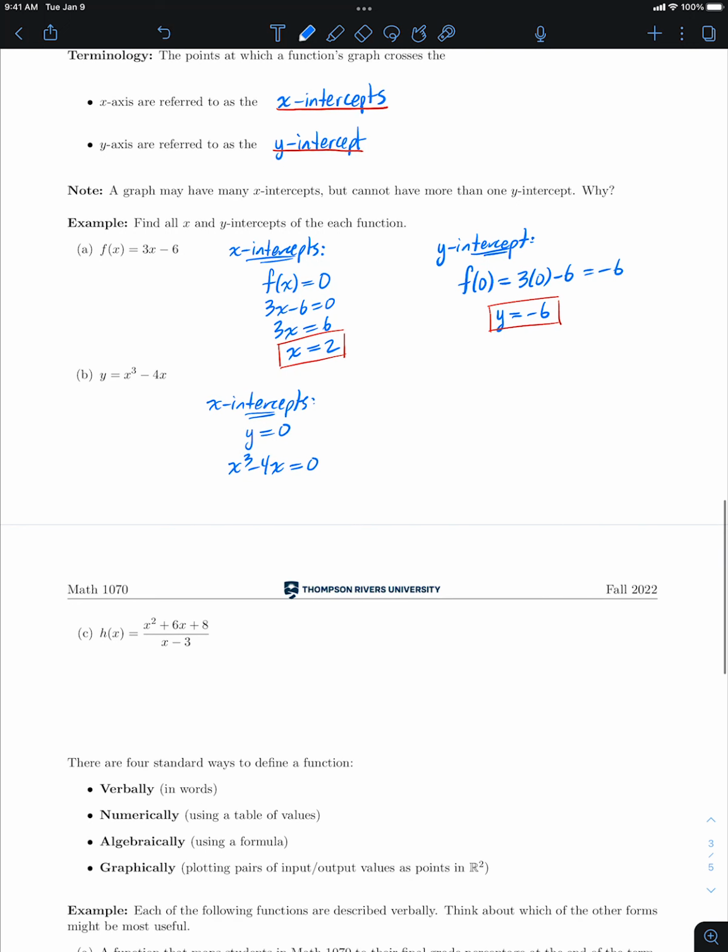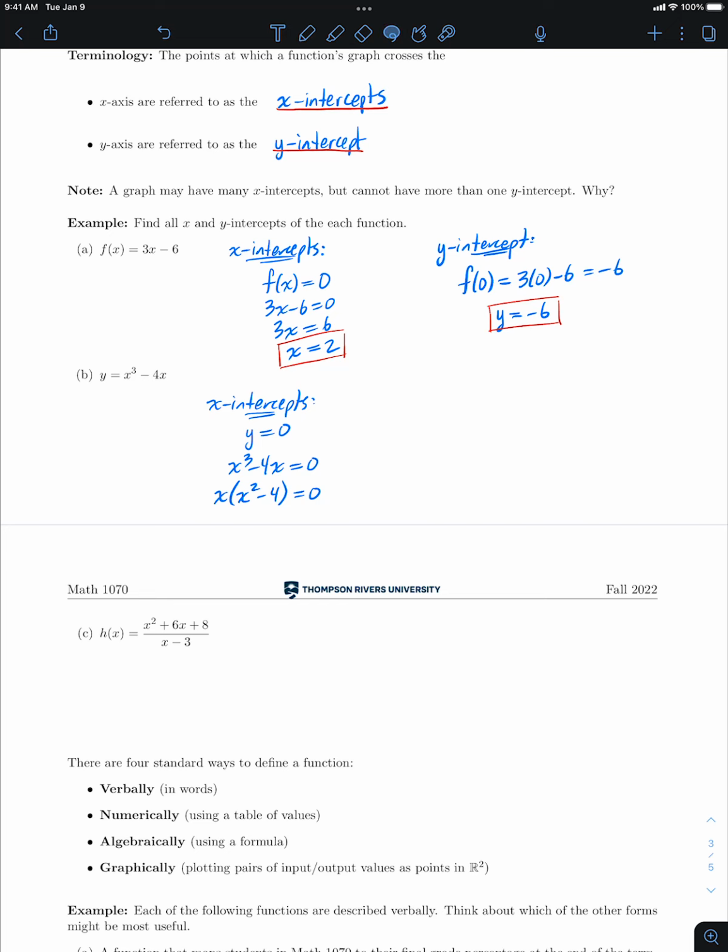But fortunately, we can solve this. Fortunately, we can factor out an x from both of those terms. Notice this has a factor of x, and so does the 4x. We can pull out an x there. So we're going to get x times x squared minus 4 is equal to 0. So that will help us solve this equation.